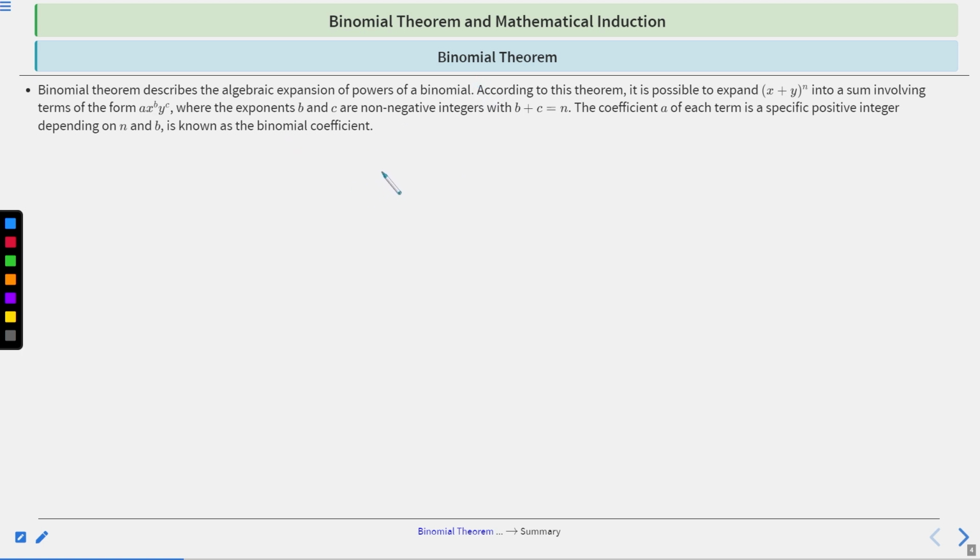Binomial theorem describes the algebraic expansion of a power of a binomial. According to this theorem, it is possible to expand (x + y)^n into a sum involving terms of the form a x^b y^c, where the exponents b and c are non-negative integers with b + c = n. The coefficient a of each term is a specific positive integer depending upon n, and is known as the binomial coefficient.